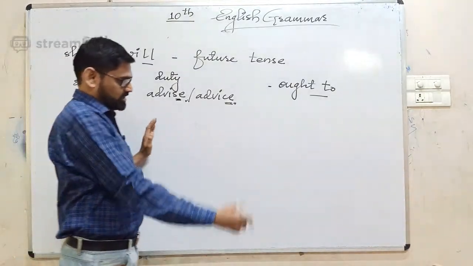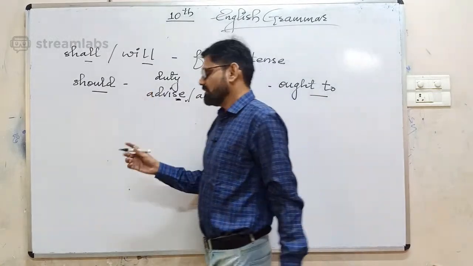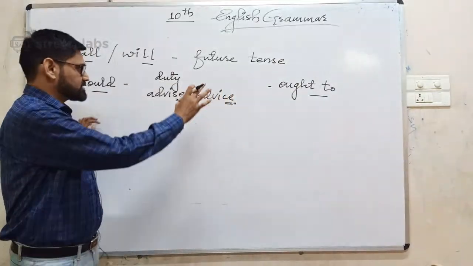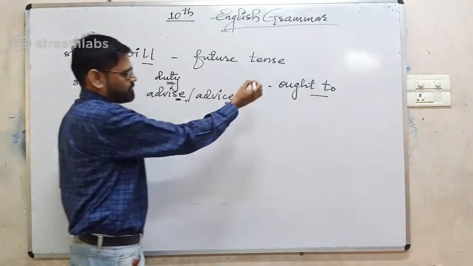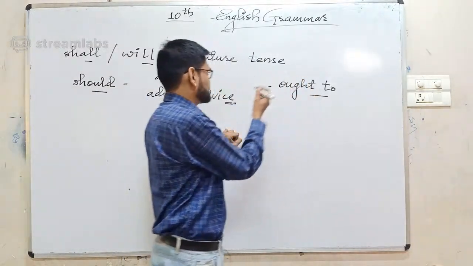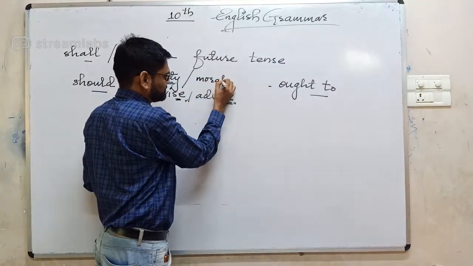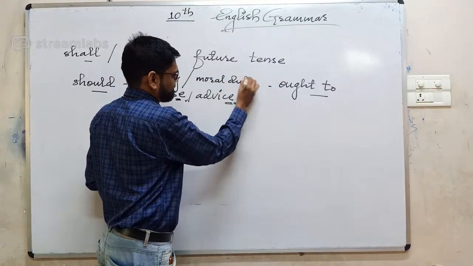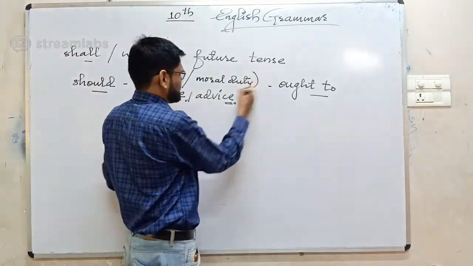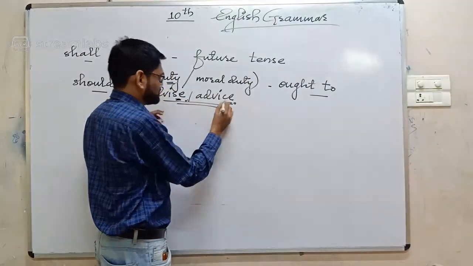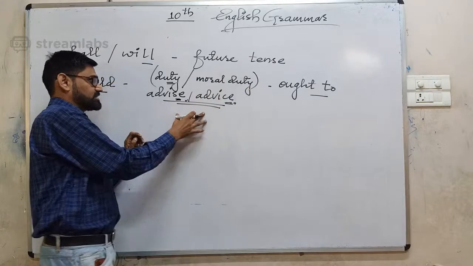When the word should or ought to is used in a sentence, that time the mood is to advise and these words show duty. Okay? By the way, with ought to, the minor difference is that it shows moral duty. Should shows duty, ought to shows moral duty. But still, both show duty. Duty remains common and its mood even is advising.